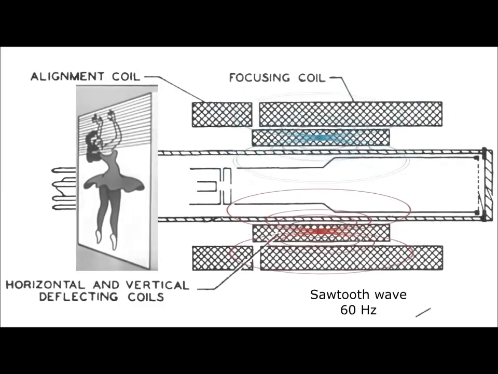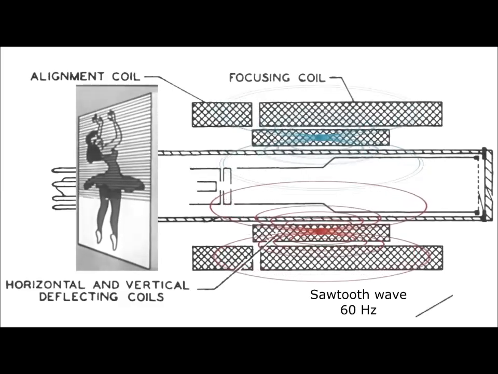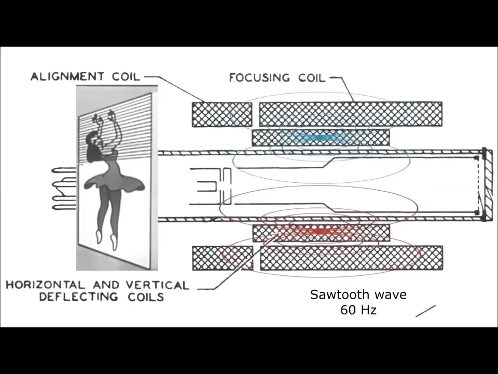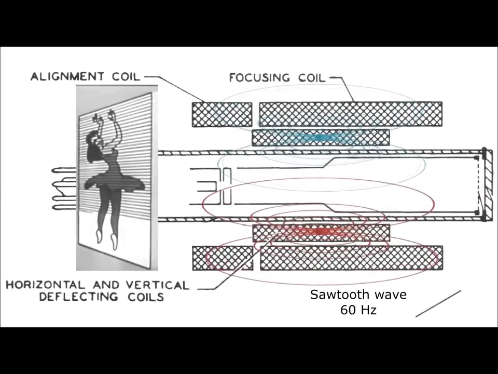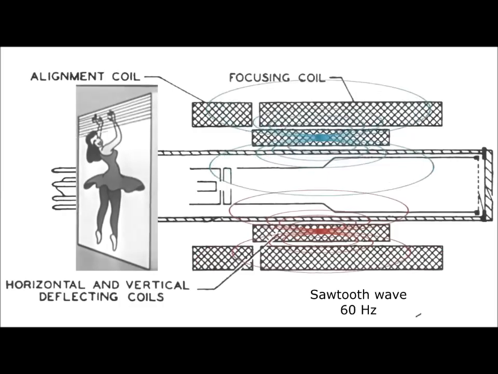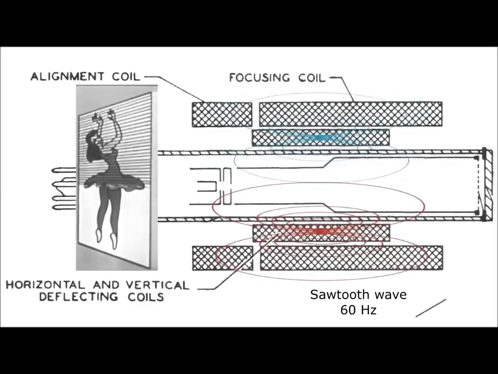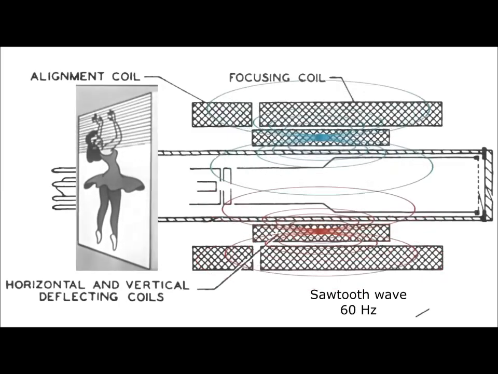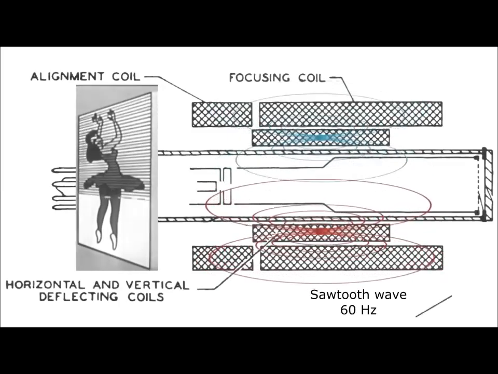Meanwhile, a second set of coils was fed with another sawtooth wave, with a frequency of only 60 Hz. That forced the electron beam to travel from the top of the screen to the bottom, 60 times a second. So now we had a fluctuating voltage representing all the lightness and darkness in a scene, and the scanning process was repeated over and over 30 times a second.